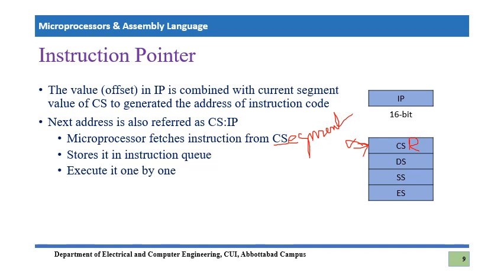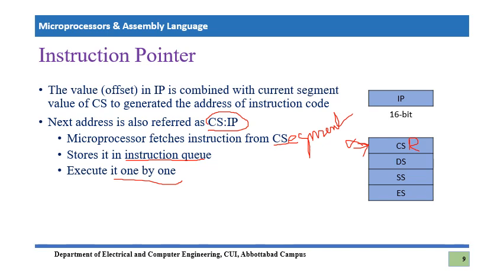So the microprocessor fetches the instruction from the code segment using this address, which is CS colon IP, and stores that particular instruction in the instruction queue. If you remember, the bus interface unit fetches the information and stores it in the instruction queue, and once those instructions are queued, they are executed one by one. So this is the procedure of microprocessor execution.